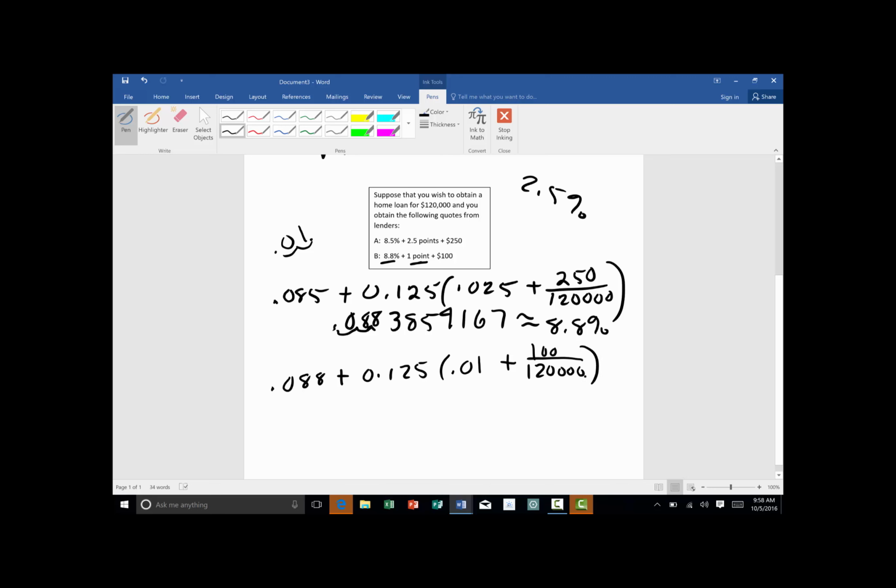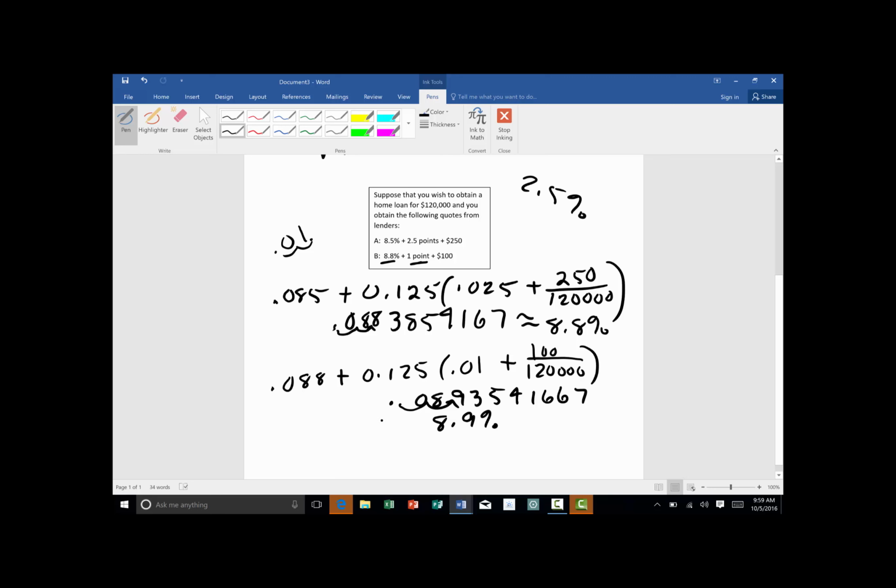Then we do that again on our calculator. So we're going to go 100 divided by 120,000 equals plus 0.01 equals times 0.125 equals plus 0.088. And so this is what we get for this one. 0.08935416667. That's what shows up in my calculator. So moving my decimal 2 places gives me an interest rate of 8.9%.